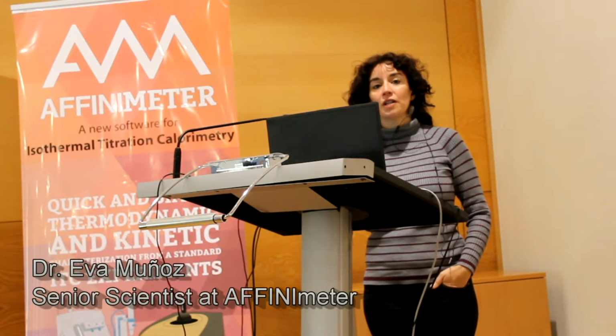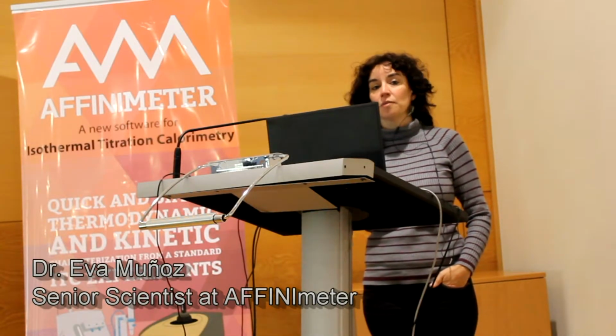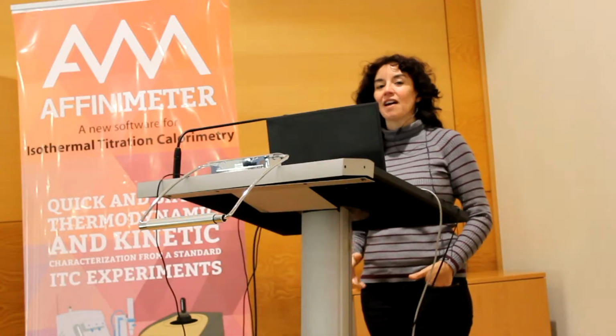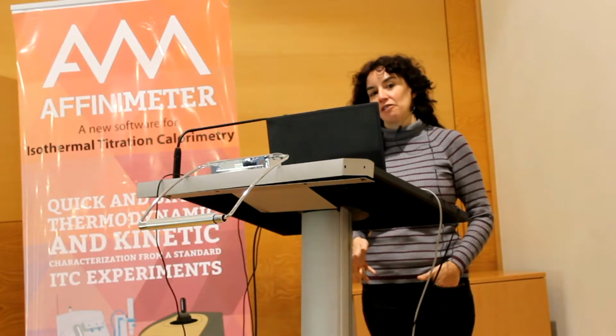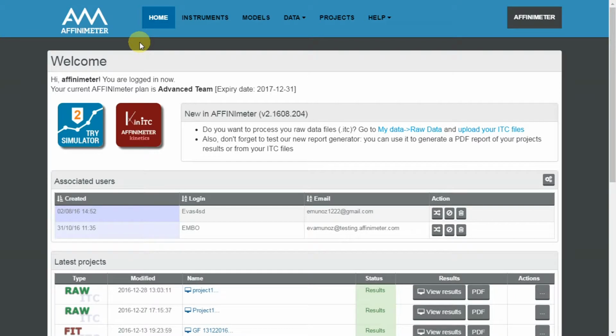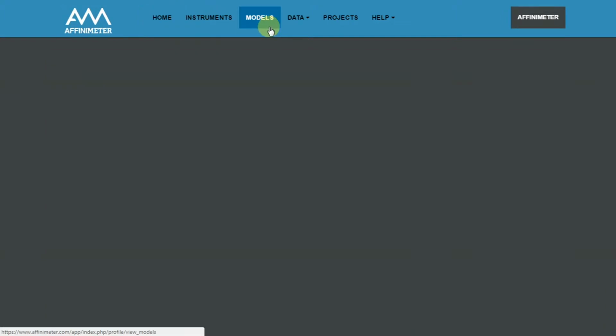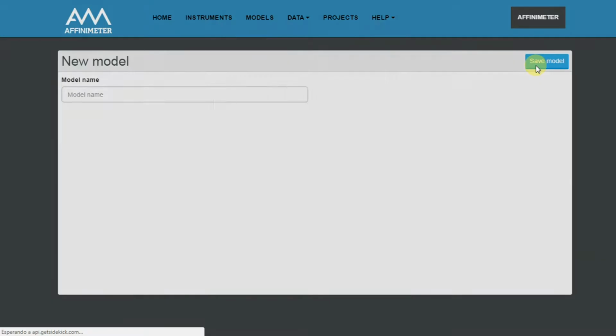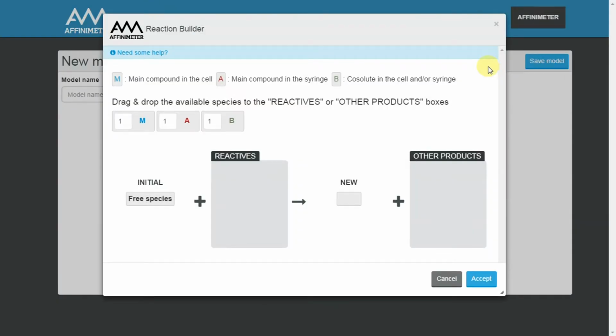In this tutorial, I'm going to show you how to use the model builder. It is an original tool that is going to let you design your own binding models from scratch. So in order to access the model builder, go to the main menu and select the option models. Click in the bottom of model, and a new window will pop up, that is the reaction builder.